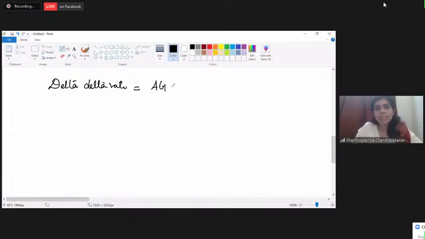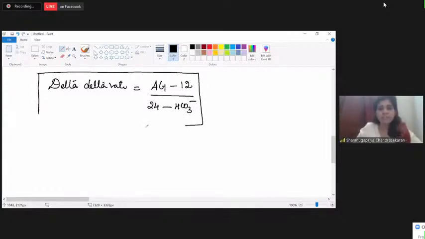Delta-delta ratio is calculated as anion gap minus 12 divided by 24 minus bicarbonate. Can you please memorize this formula? First memorize this formula, then I'll tell you what it means. Delta-delta ratio is calculated as the ratio between anion gap minus 12 by 24 minus bicarbonate. So what are we trying to assess here?